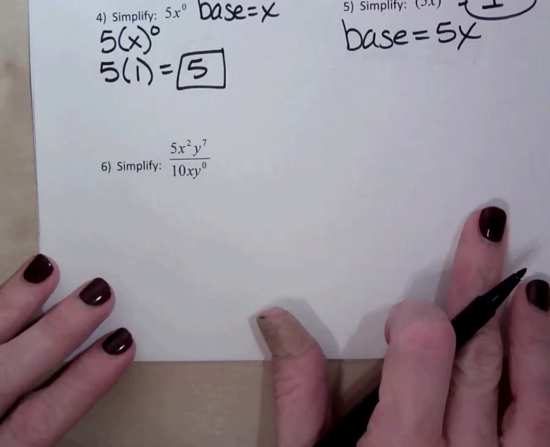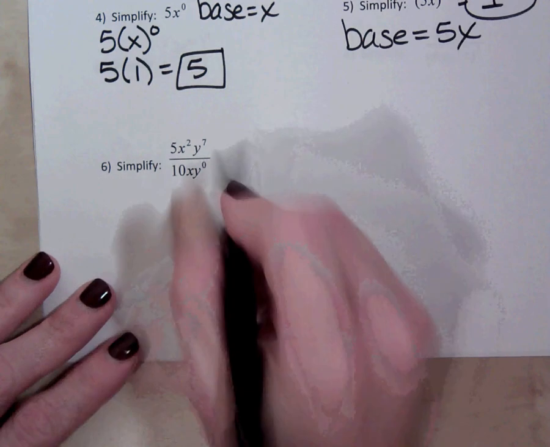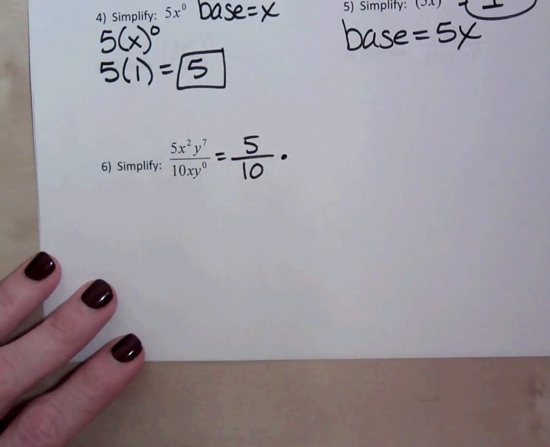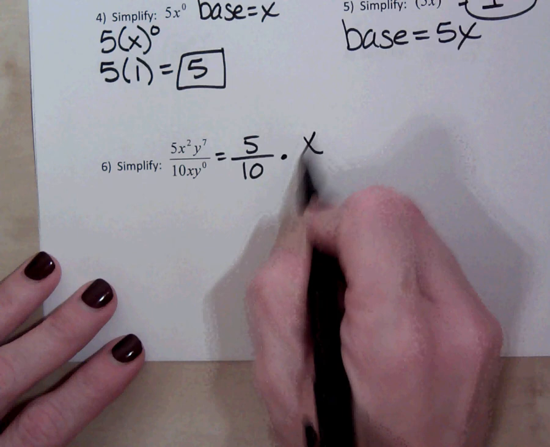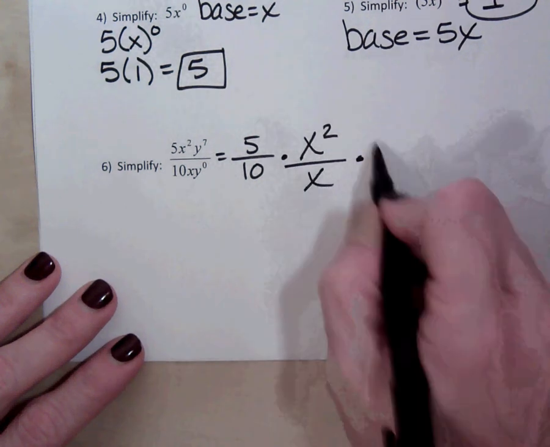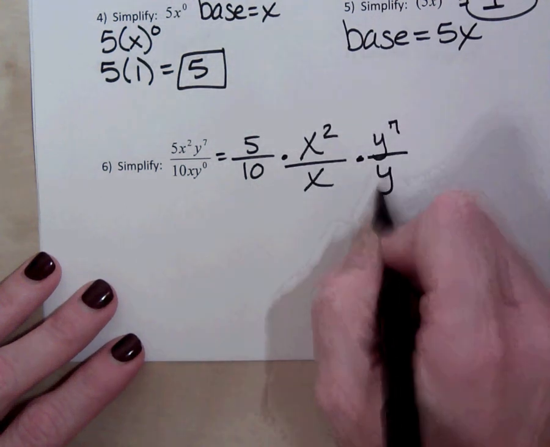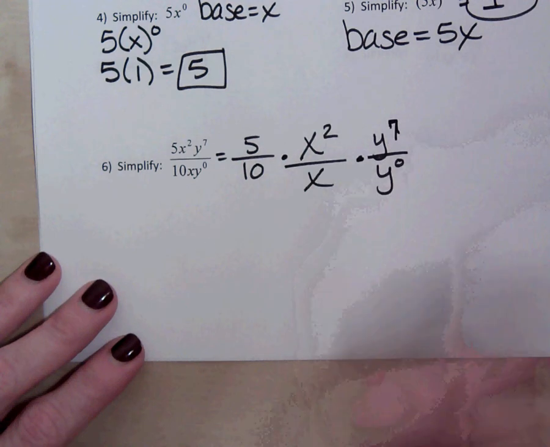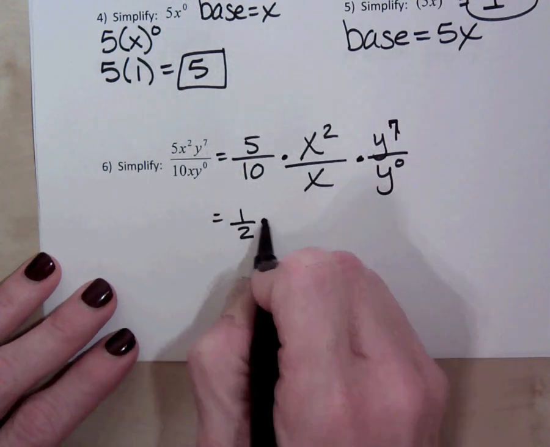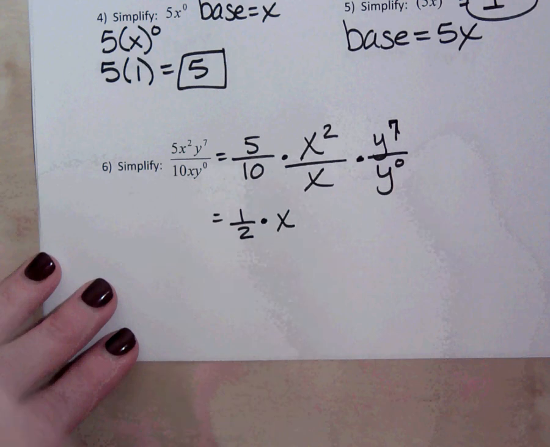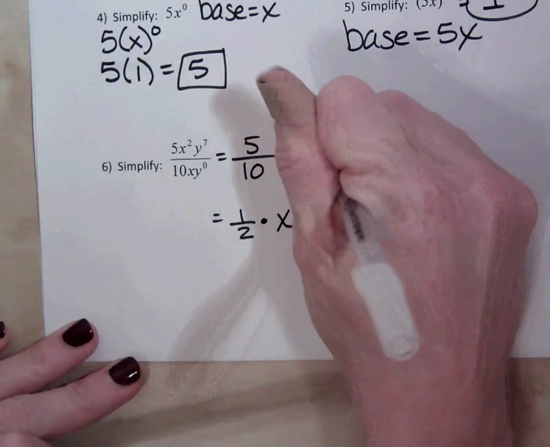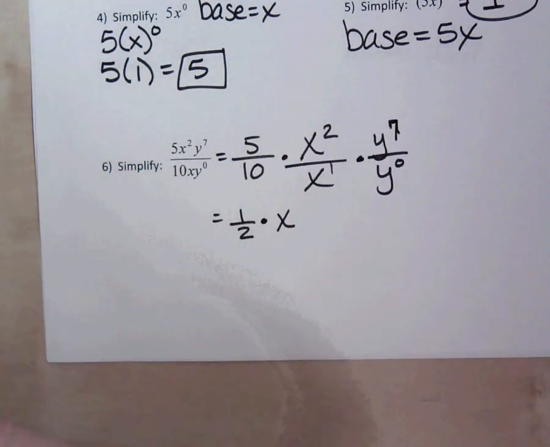Let's look at number 6. Okay, again, if you want to split this up, you can. Do the numbers in one fraction, so 5/10. Do the x's in another fraction, and do the y's in another fraction. So 5/10 is 1/2. Remember, this is going to be the quotient rule. There's really a 1 right there.